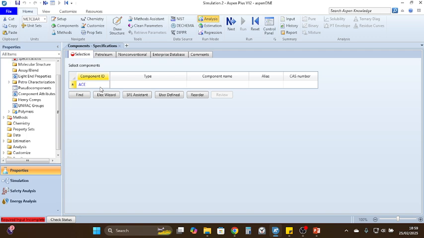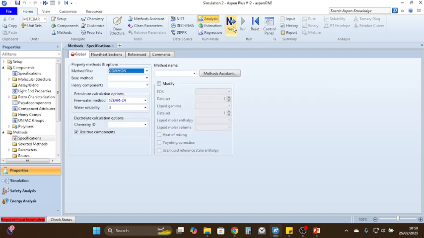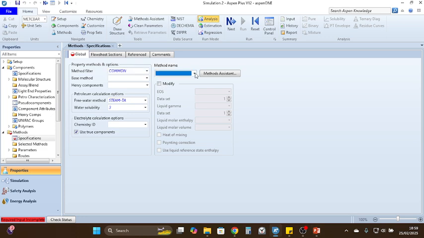So the component is acetone. What is the property method that we have to use? We have to use the NRTL property method.